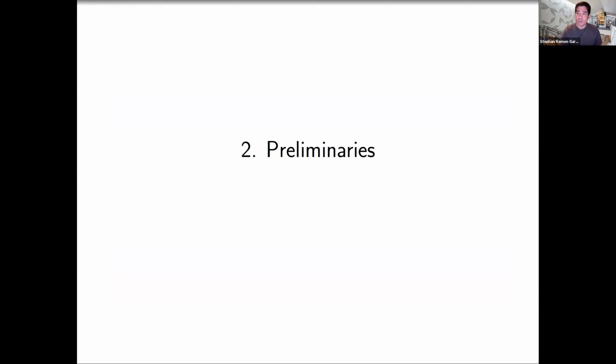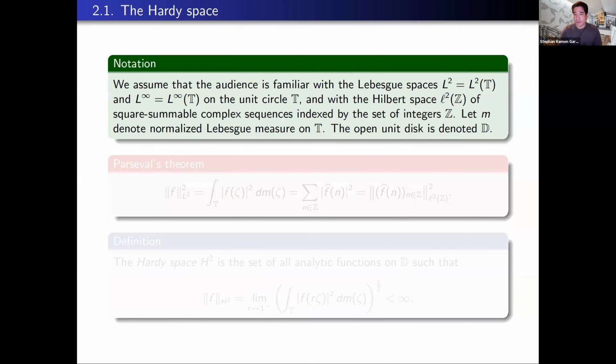A lot of this was covered in the first series of lectures by Javad. And so this is mostly notation, a refresher on Hardy space theory. So I'm going to assume that the audience is familiar with the Lebesgue spaces capital L2 and capital L infinity on the unit circle, which I'm going to denote by T. We're going to let Z denote the integers. Little L2 of Z, that's going to be the space of square summable sequences. M is going to be normalized Lebesgue measure, and the open unit disk is going to be D.